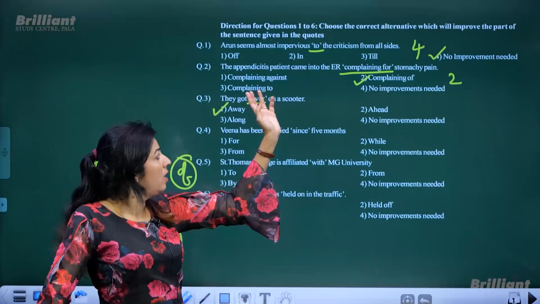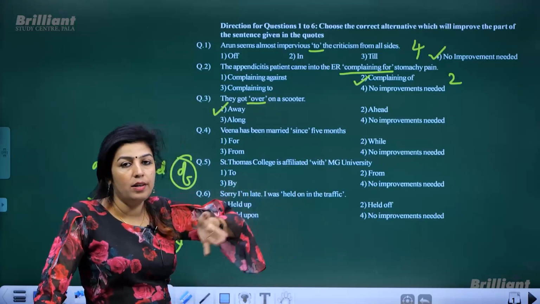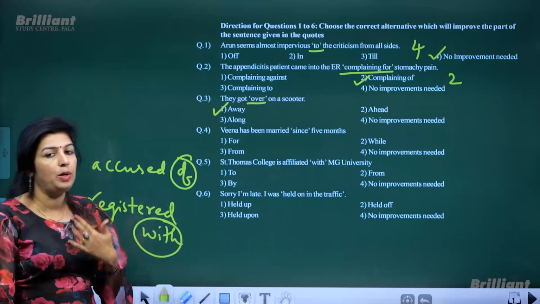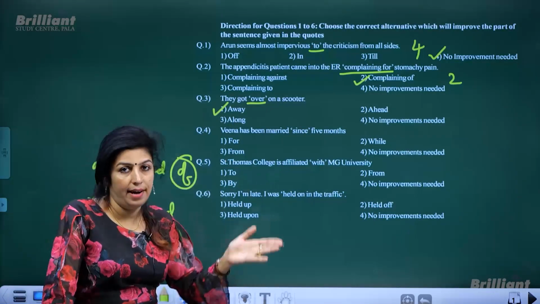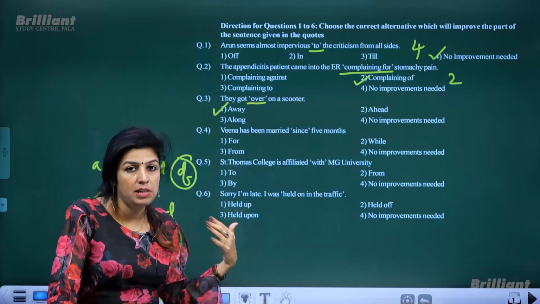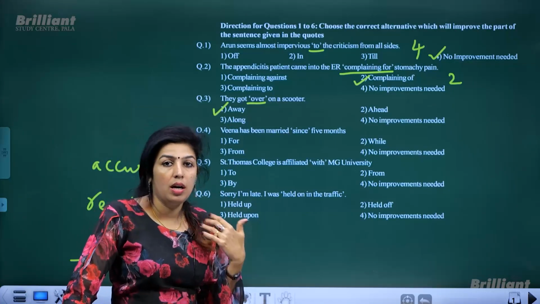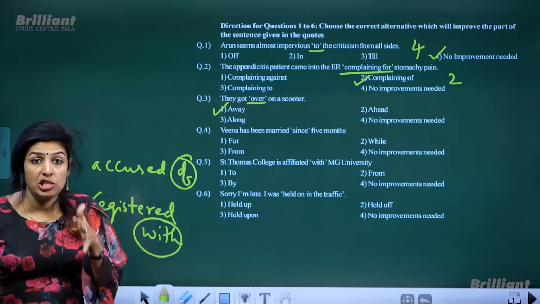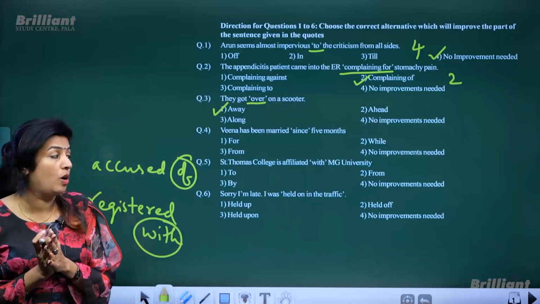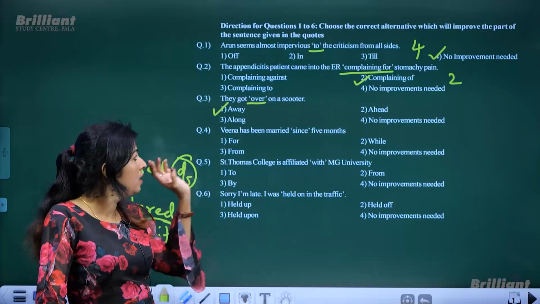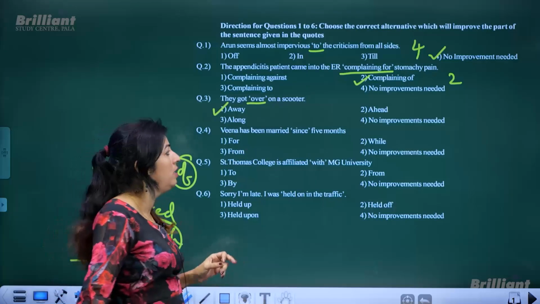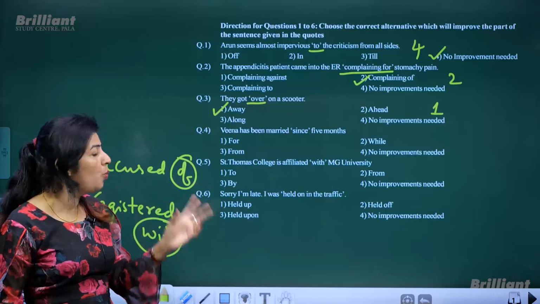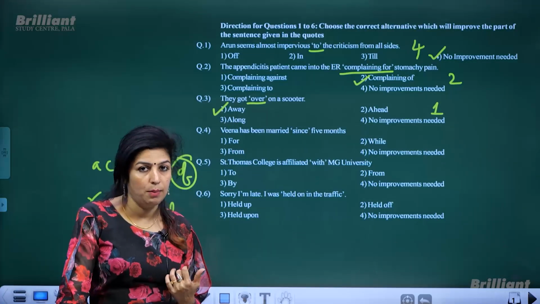Now why can't it be got ahead? To get ahead means to take a lead, like in a competition. When you take a lead, you can say you're getting ahead. And getting along means to come on good terms, or to come to a compromise, or to adjust with, or to manage something. So all these options are not possible. You have to choose the first one. They got away on a scooter, which means they escaped with the help of a scooter.